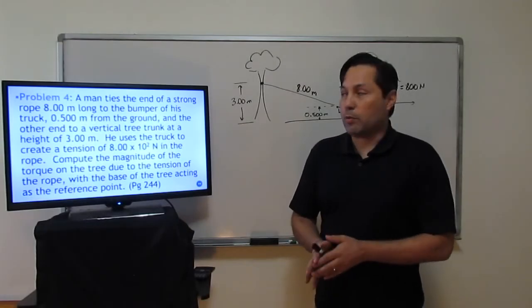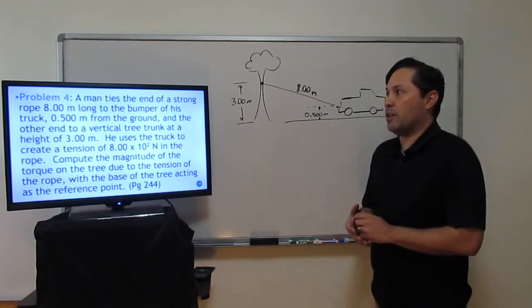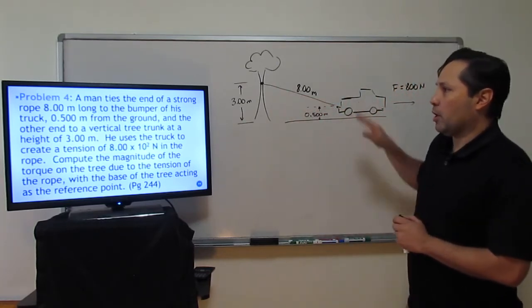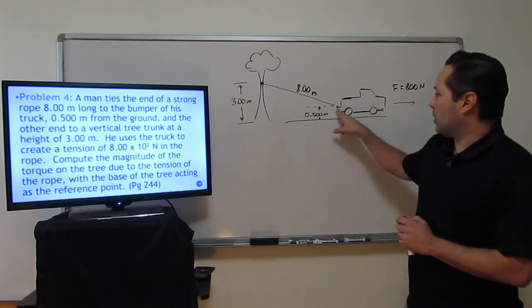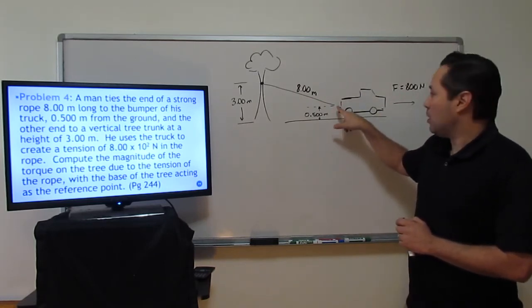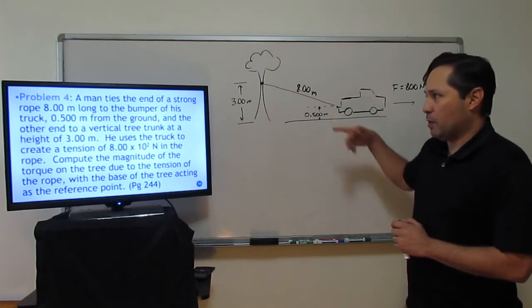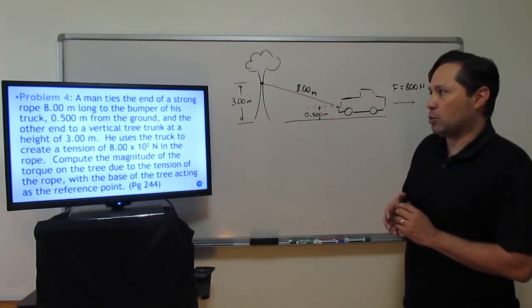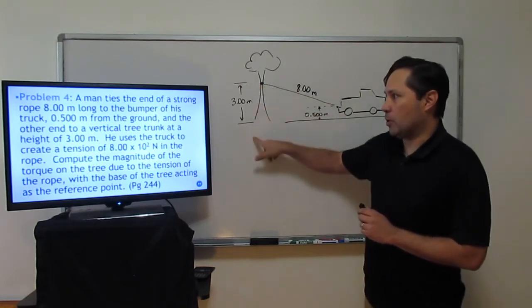Now let's take a look at problem number 4. It says a man ties the end of a strong rope that is 8 meters long to the bumper of his truck, 0.5 meters from the ground. That's the attachment point. The other end of the rope is attached to a tree trunk at a height of 3 meters.